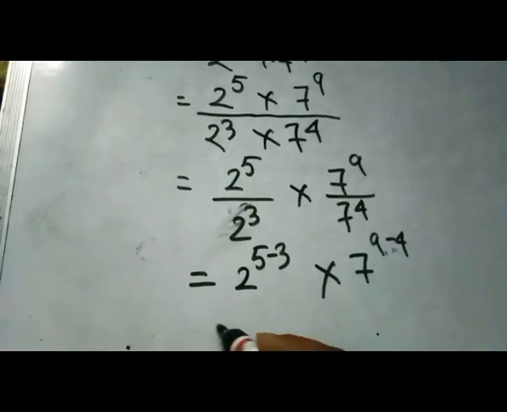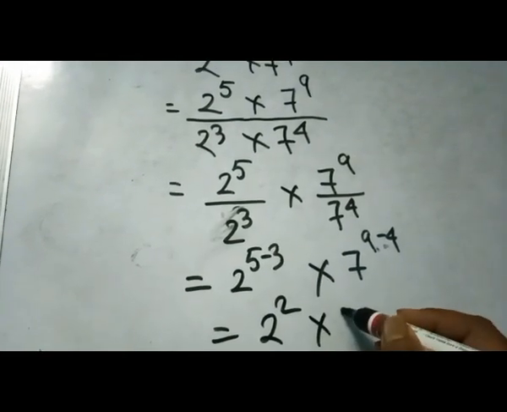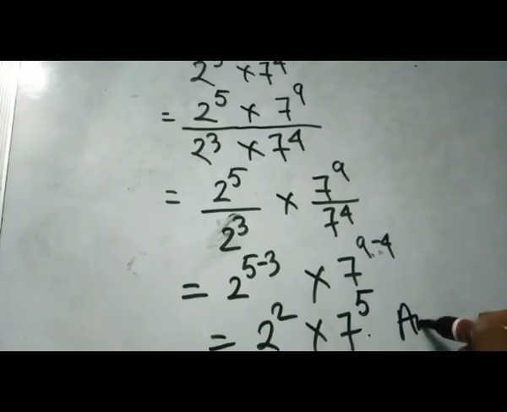Now you see how much is coming. This one is coming 2 square into 7 to the power 9 minus 4, meaning 5. This is your answer.